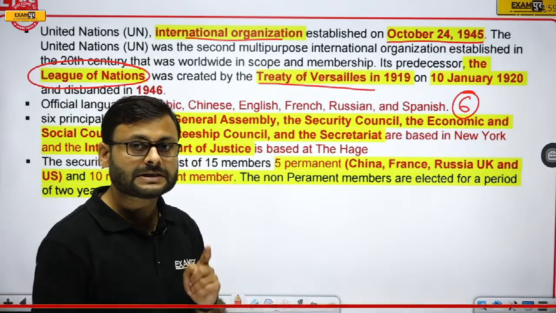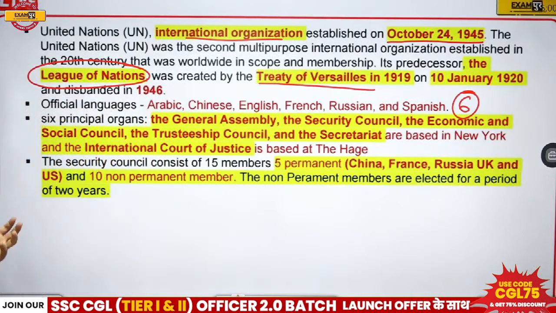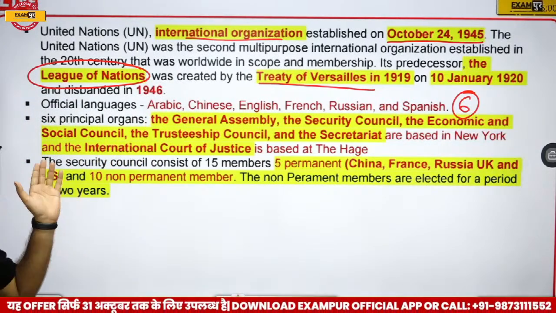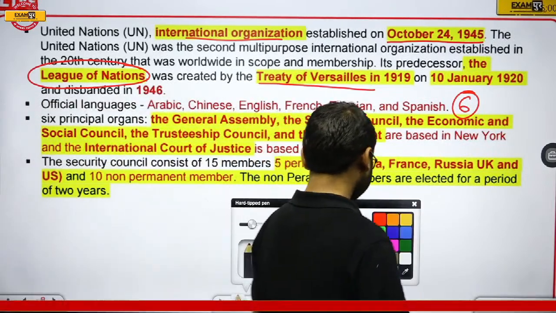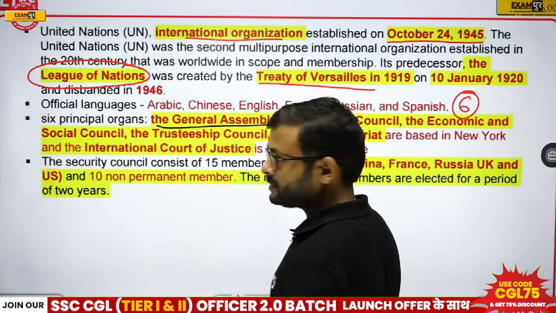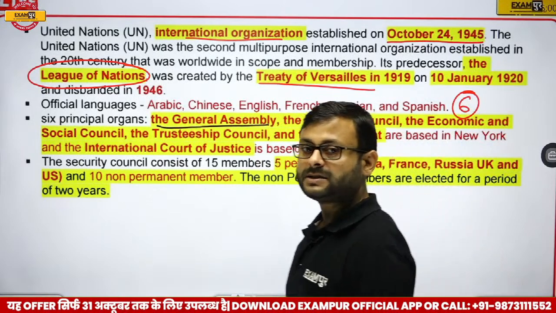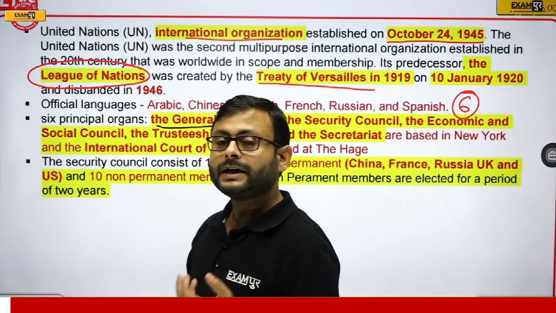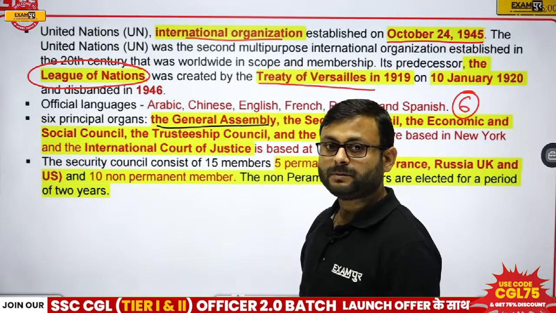So these are the 6 official languages of the United Nations. Okay, there are 6 principal organizations as we have discussed earlier. What are they? They are the General Assembly. Okay, and the General Assembly is held every year, and every year the president of the General Assembly changes.